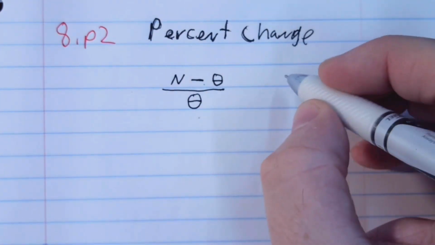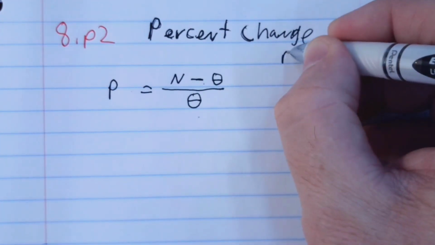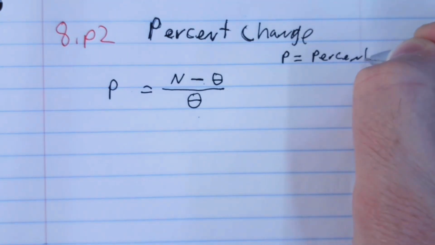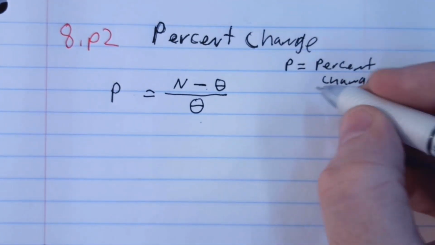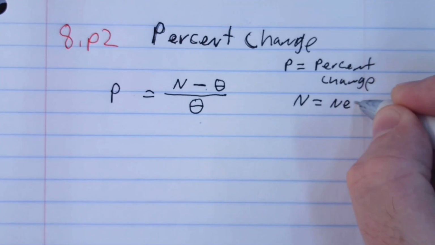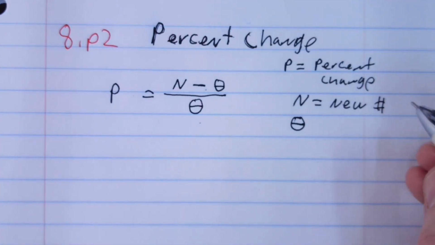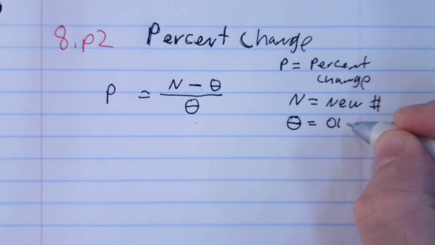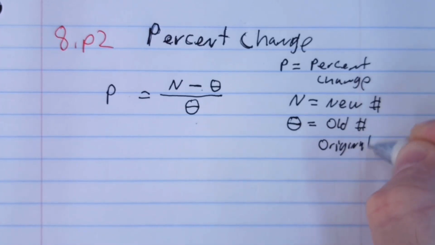Okay, I'm going to write what these mean. P is going to mean percent. So that's the percent change we're looking for. N is going to stand for the new number. This is an O with a line through it, so you don't think it's a 0. This is going to stand for the original number or the older number.